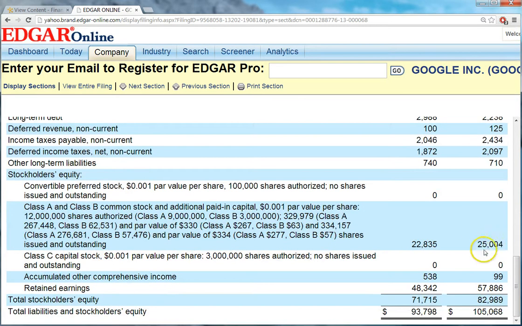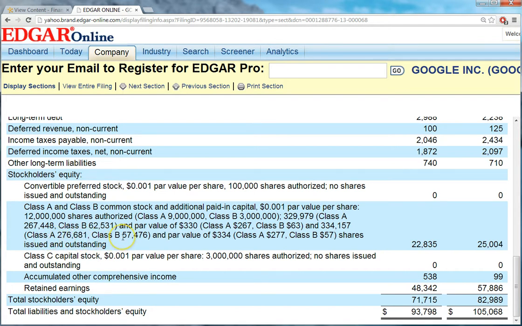So we have $25 billion of ownership interest, and we would have to add thousands to all of this. So it's not really 276,000 shares issued, it's 276 million shares of Class A stock outstanding, because we're told at the top of the balance sheet that everything is per share and share information is in thousands. So this is 276,000 thousands, which is 276 million shares.